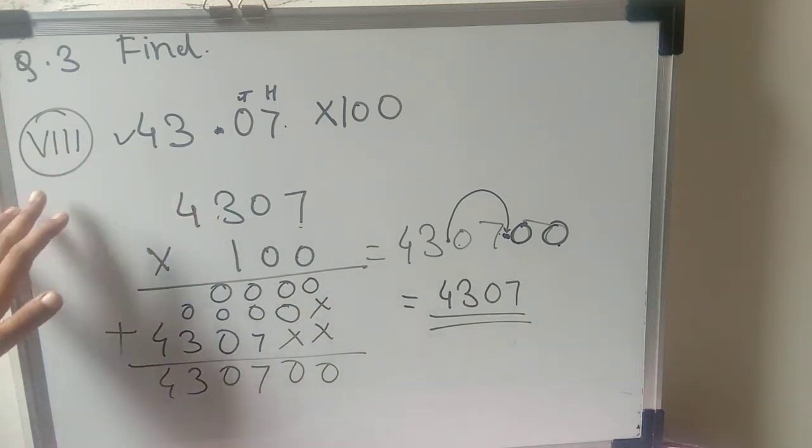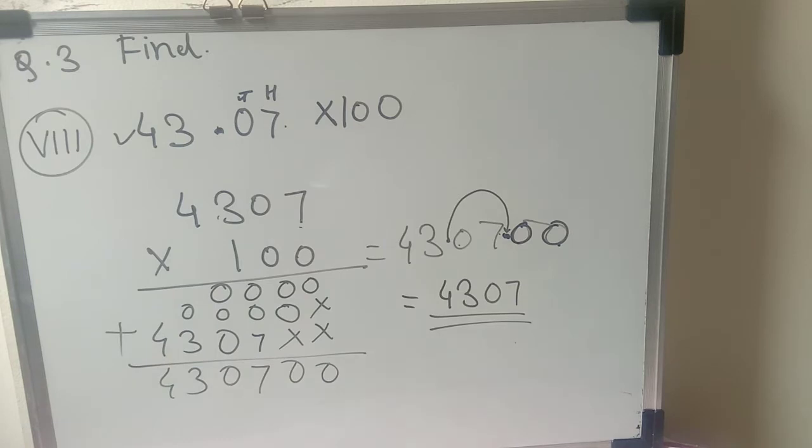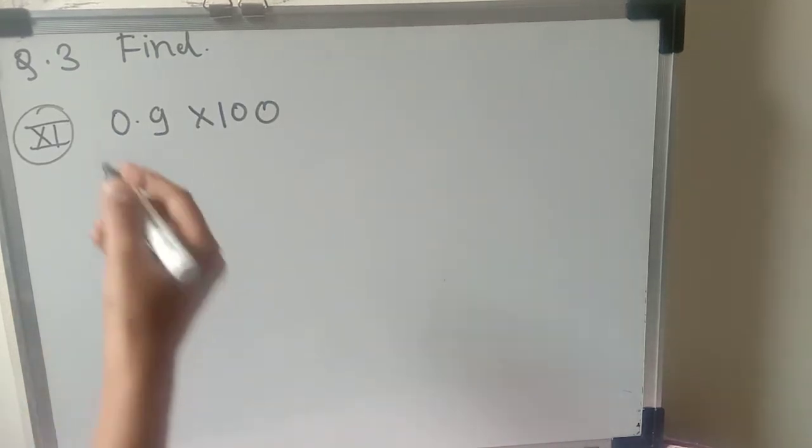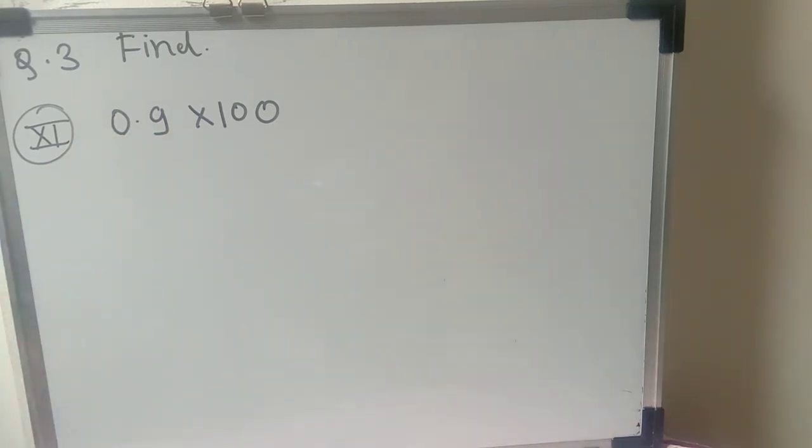Okay, so here the 8th example I have solved. Now let's see the 11th example. Okay, 11th and 12th example. Here the 11th example is where we have to multiply 0.9 with 100. Now let's see how to multiply.